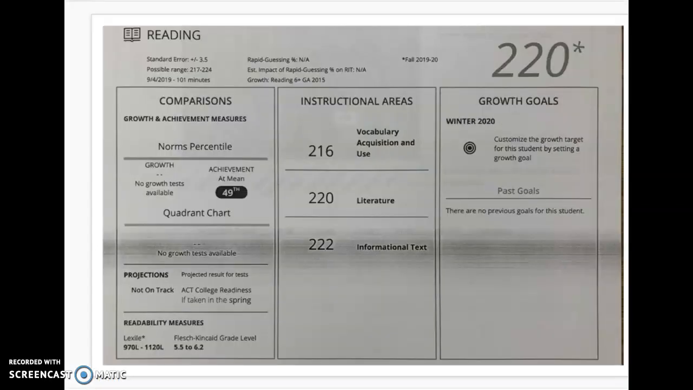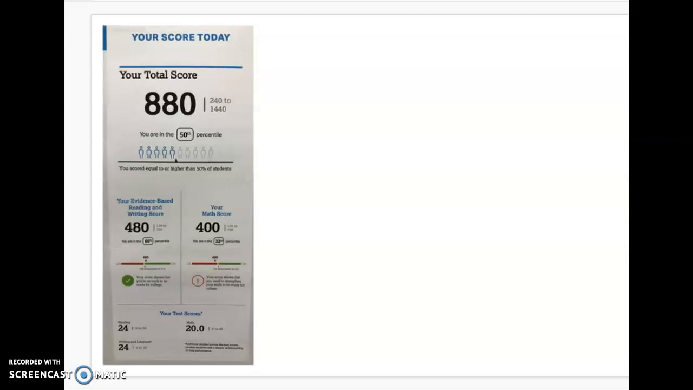All right, so really quickly, let's take a look at your PSAT score. And again, you get a total score, an 880. It's out of a range of 240 to 1440. And this 880 puts this ninth grader in the 50th percentile. Remember that means they scored equal to or higher than 50% of students, and then there are 50% of students who are higher than them. So this is really an average score.